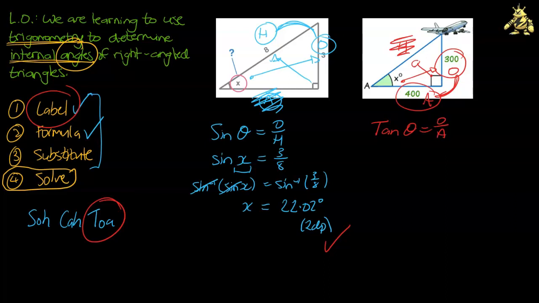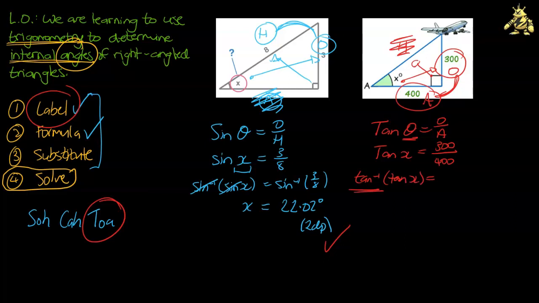From here, we're going to substitute. So the x, the 400, and the 300, all of them need to go into our equation. So tan x, because that's where the angle goes, is equal to the opposite, which is 300, divided by the adjacent, which is 400. We're then going to try to get rid of this tan, and we get rid of the tan by doing tan inverse, or tan -1, of tan x.